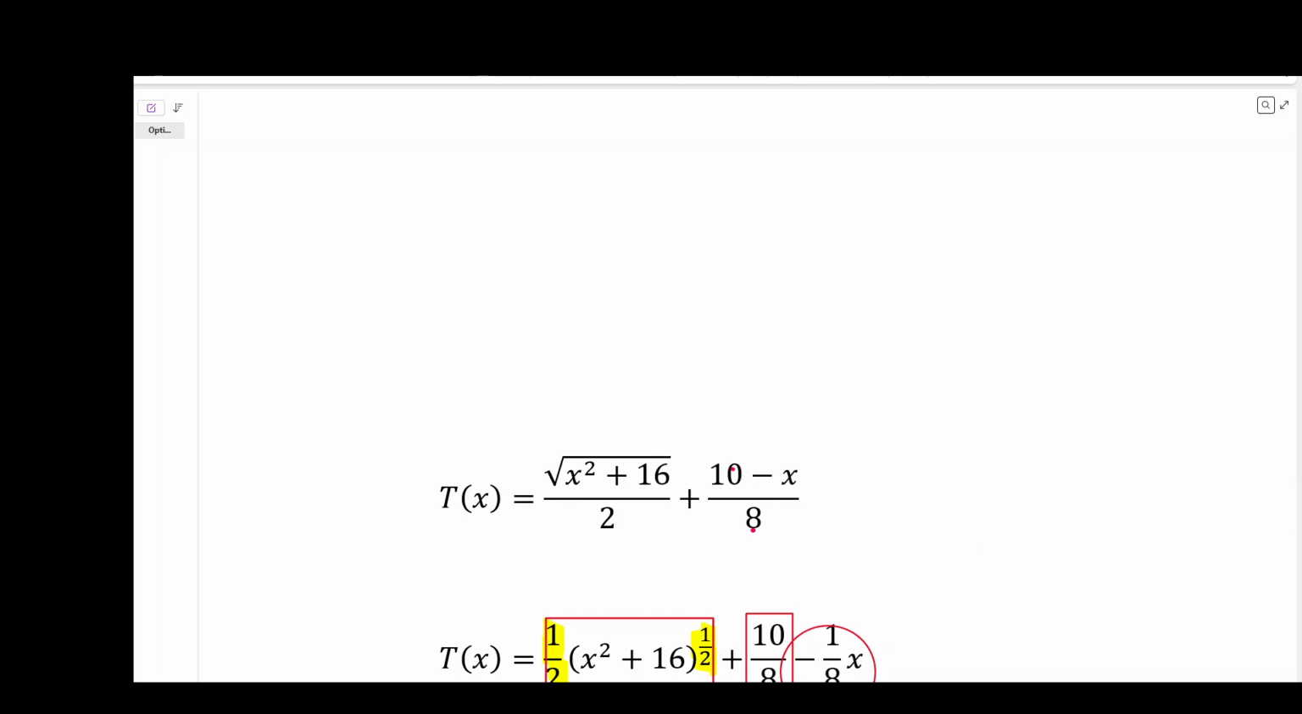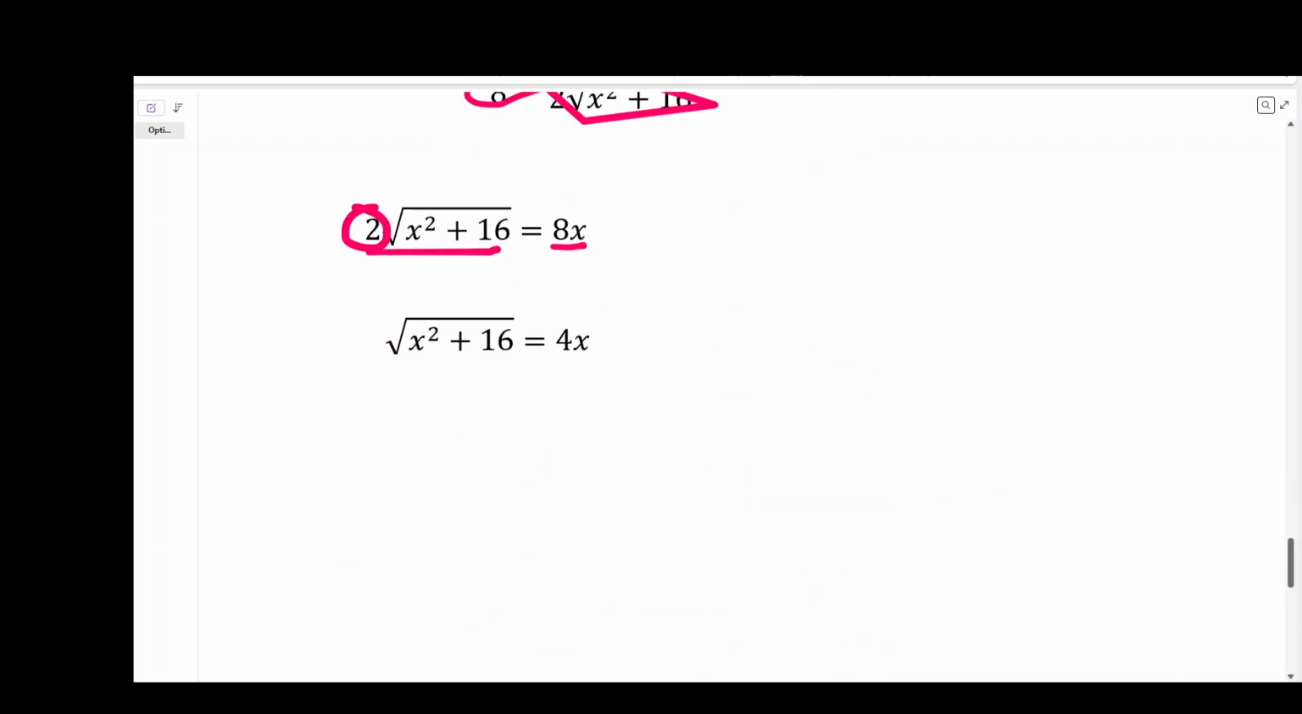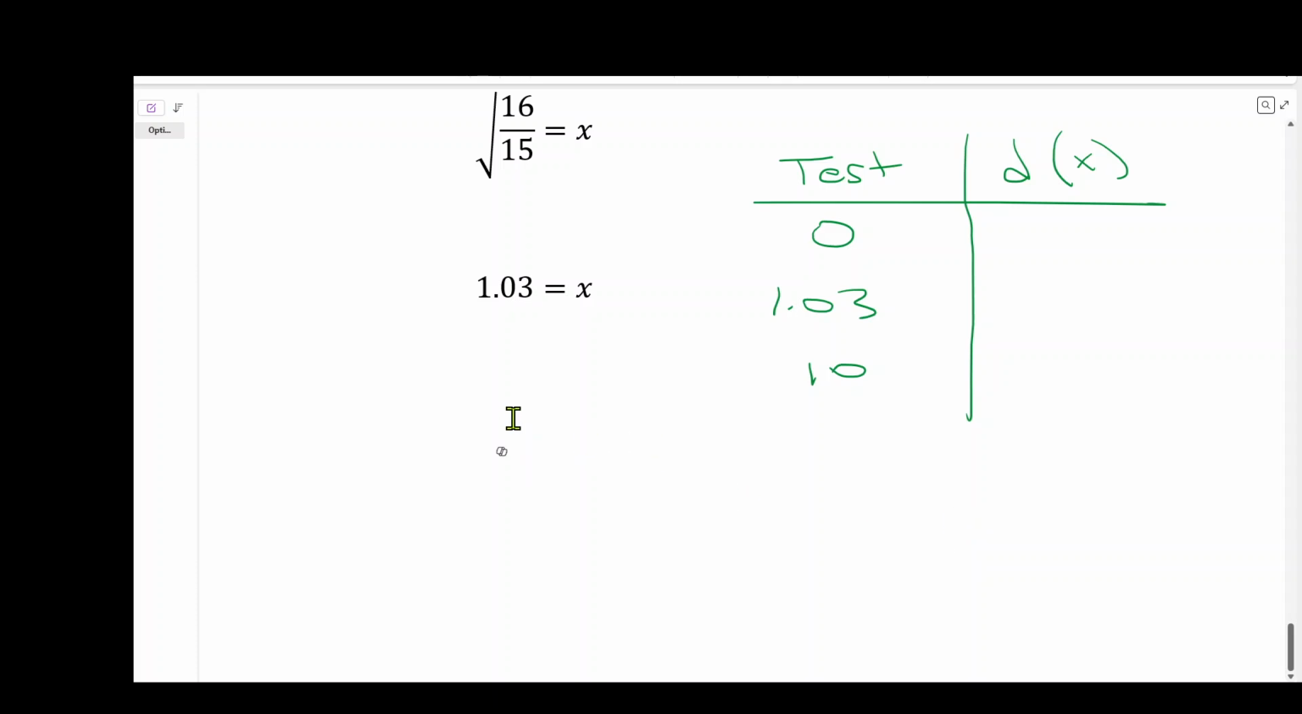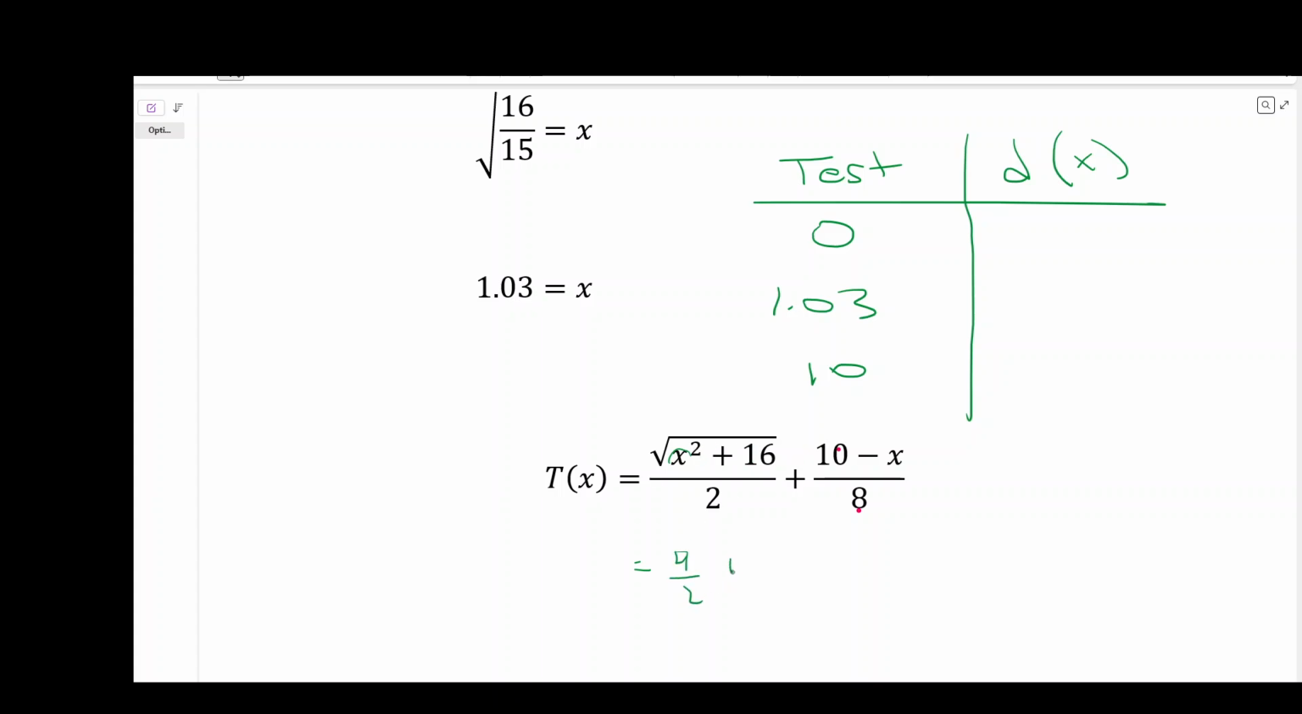So one thing I'm going to do is take a copy of my equation so that it's closer to me when I'm doing my testing right here. If you sub 0 into this equation, we get 0 plus 16 square rooted, so that's 4 over 2, plus 10 minus 0 is 10, plus 10 over 8. So I get 2 plus 1.25, sorry, 3.25, exactly what we had before. Good, I like when math works.